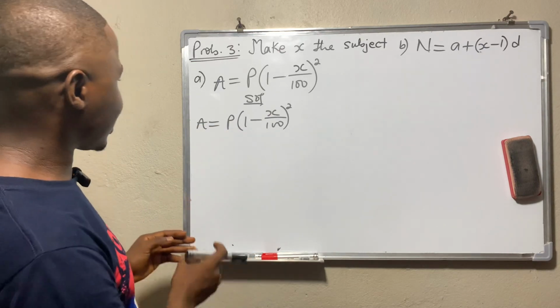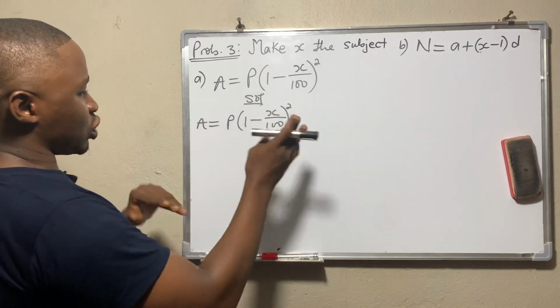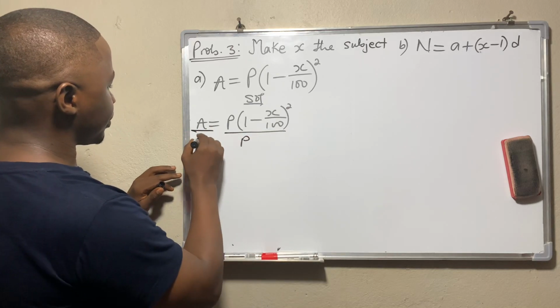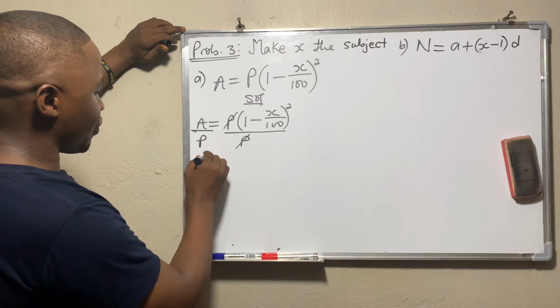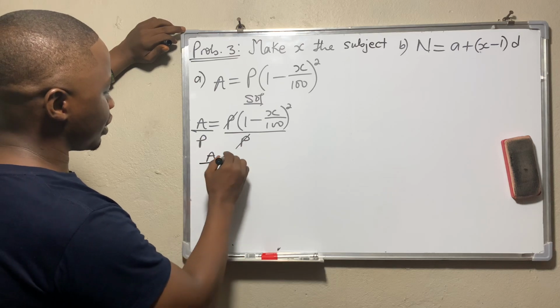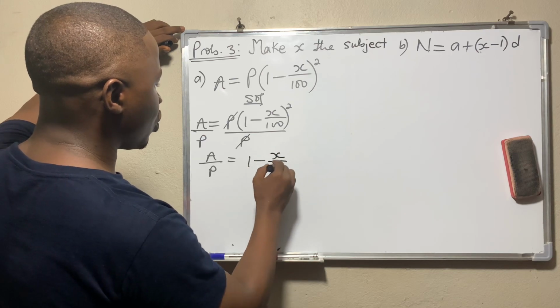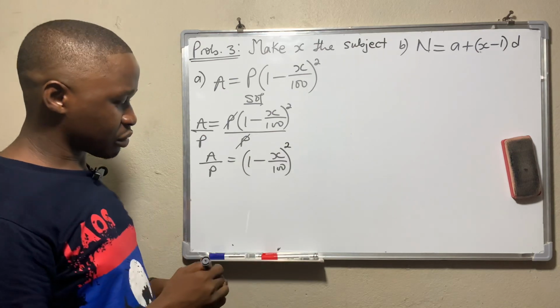But we are lucky that we have one term equals to one term. So we can simply divide both sides by p. So this p takes away this p. On the left hand side we have A divided by p. On the right hand side we have 1 minus x over 100, everything raised to the power of 2.